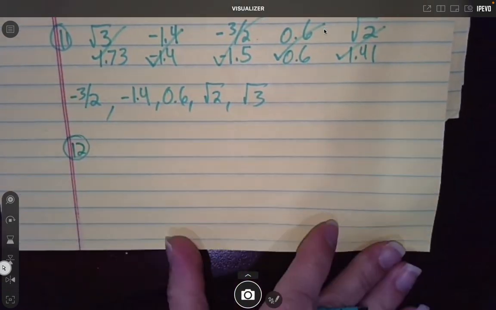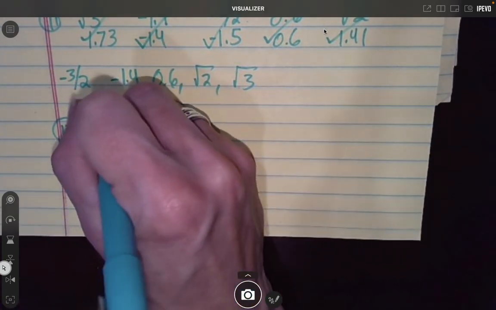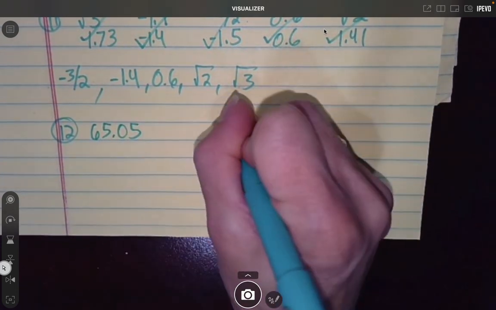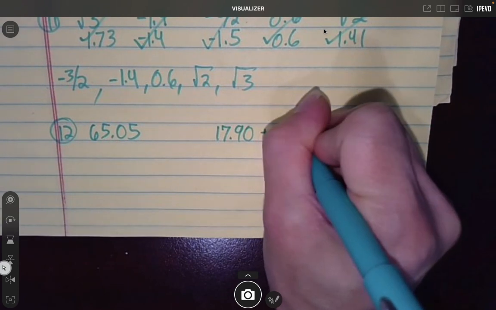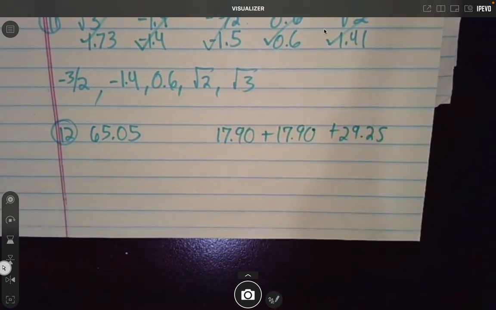It says, at the video store, you buy 2 CDs for $17.90 each and a DVD for $29.25. It says use mental math, y'all. If you have your calculator, just add it up. And what did you get? $65.05. Okay. So again, if you needed to know what to put in your calculator, 2 of these and 1 of these. Right? And then you just add it. Did everybody get that? Yep.